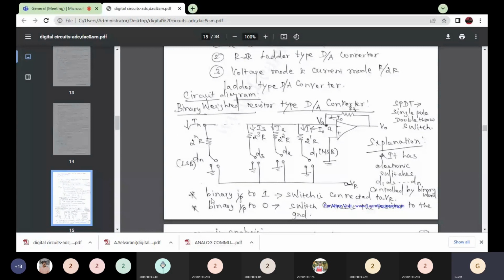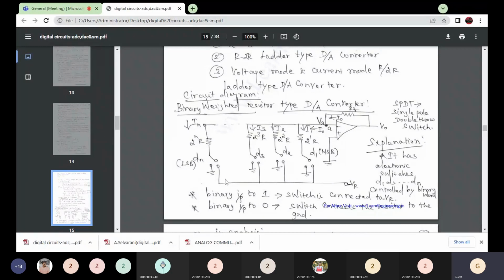This is the circuit diagram for this D2A converter. We have an op-amp with a binary weighted resistor network. All of you listen here: the binary weights are 2 power 1, 2 power 2, 2 power 3, up to 2 power n, and the binary word runs from MSB to LSB, that is D1, D2, D3 to Dn. This binary weighted resistor network is connected to the inverting terminal of the operational amplifier, and the non-inverting terminal is grounded.